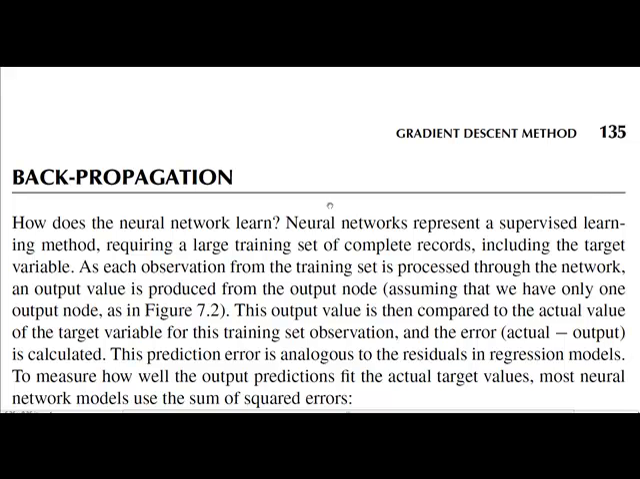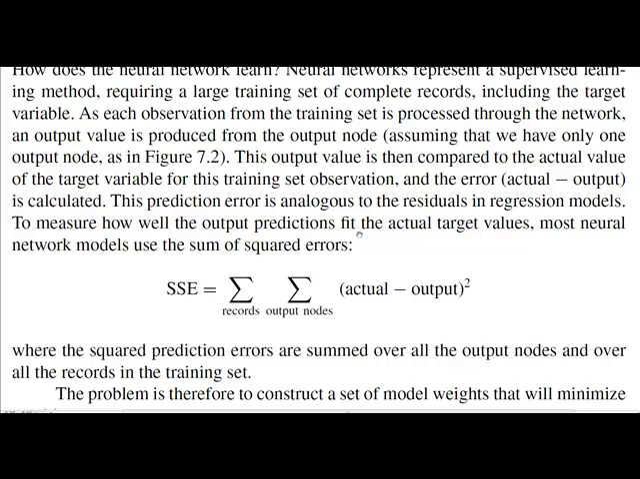Okay, so we're asking the question, how does the neural network learn? And we said that we want to minimize the difference between the actual value, the target value, and the output of the neural network. We want to do that for all of the records. Here we also say through all the output nodes, but usually we just have one output node. So we don't really have to talk about going through all the output nodes. But if we have more than one output node, we would have to do that over all the output nodes as well.